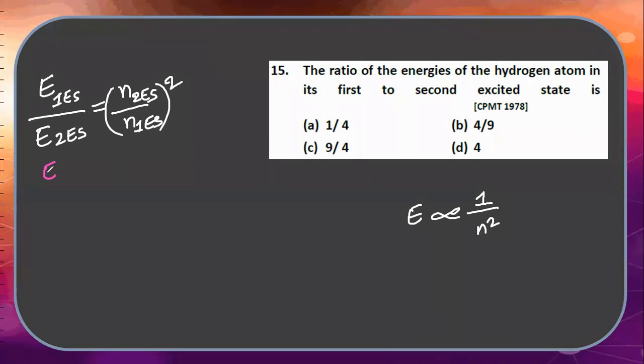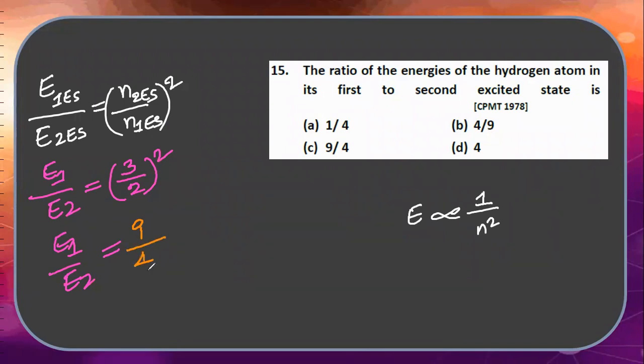From this we will write E1 by E2 is equal to, second excited state means what? Third orbit. First excited state means what? Second orbit. So whole square. Therefore, E1 divided by E2 is equal to 3 threes are 9, 2 twos are 4, 9 by 4.